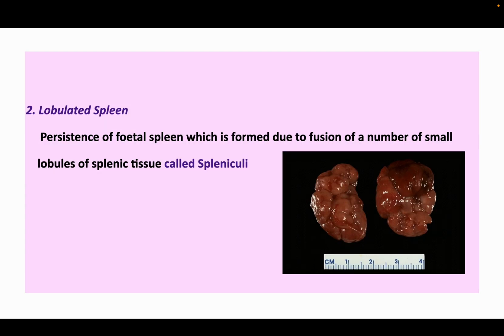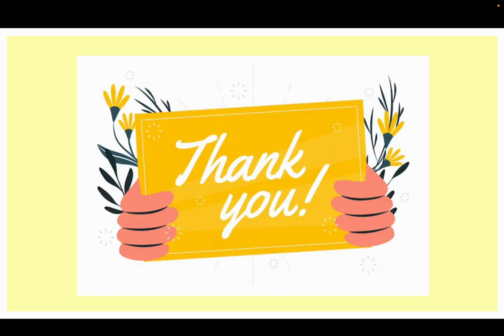The next anomaly related to the spleen is the lobulated spleen. As we have discussed in the development of the spleen, it develops from a collection of mesenchymal cells. So definitely there is persistence of the fetal spleen, which is formed due to the fusion of a number of small lobules of splenic tissue called spleniculi. So that develops into a lobulated spleen. So this is all about the spleen.